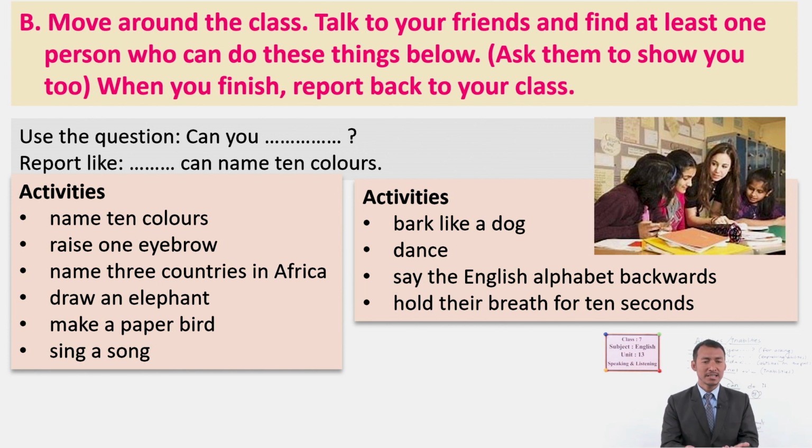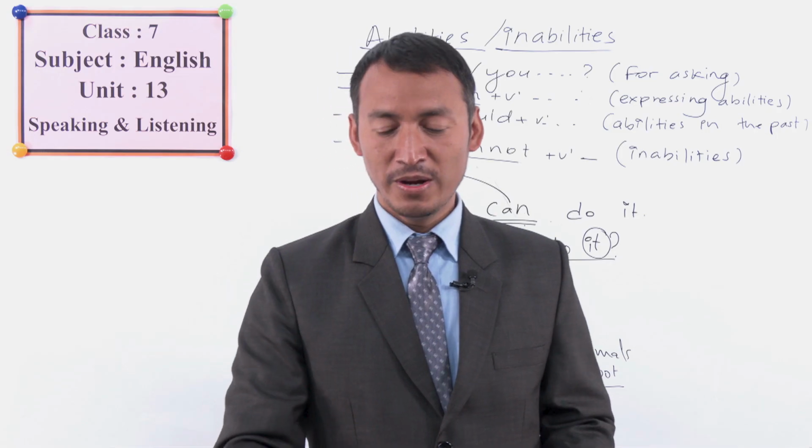Okay, students, these are the exercises that you can do in your classroom. You make a list of the things and the people that can do them, and then you report it to the whole class. For example, Sita can do it, Raju can sing a song very well, Rita can play piano very well, and so on. You can see a similar list of activities here, and you can ask and then report it. This is the way you can do it.